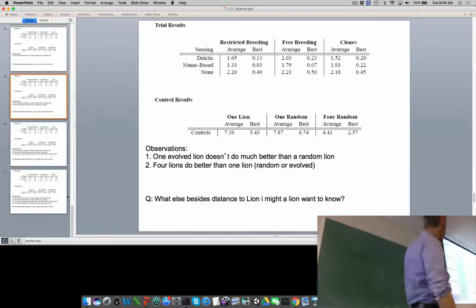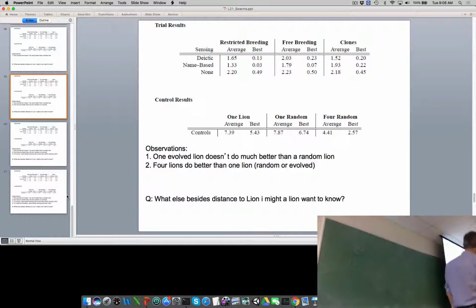4 lions do better than 1 lion, regardless of whether it's an evolved lion or a random lion. Why do 4 do better than 1, even if they're just moving randomly? The odds are the gazelle's going to be closer to one of the lions than the others. Exactly. They're moving around randomly. The gazelle has much less room to maneuver in, right? Okay.